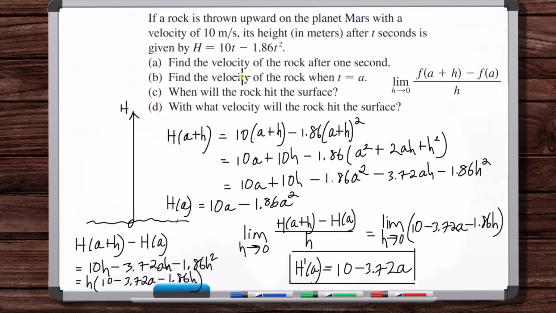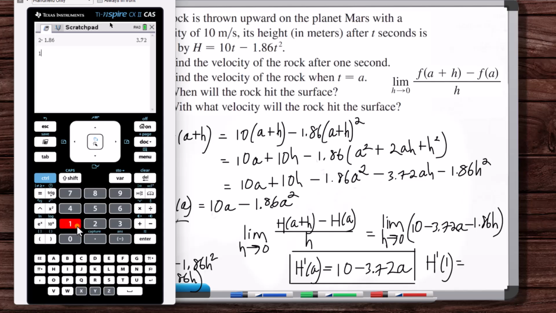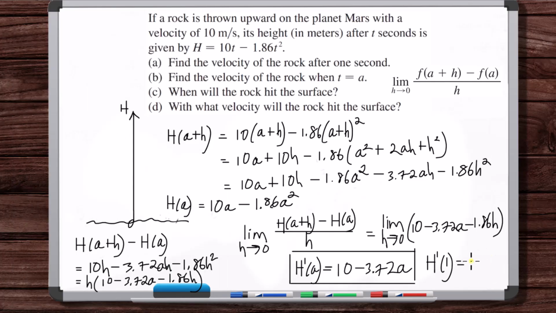So what's the answer to part A? Well, you just plug in 1 here. So h prime of 1 is 10 minus 3.72, so 6.28 meters per second.